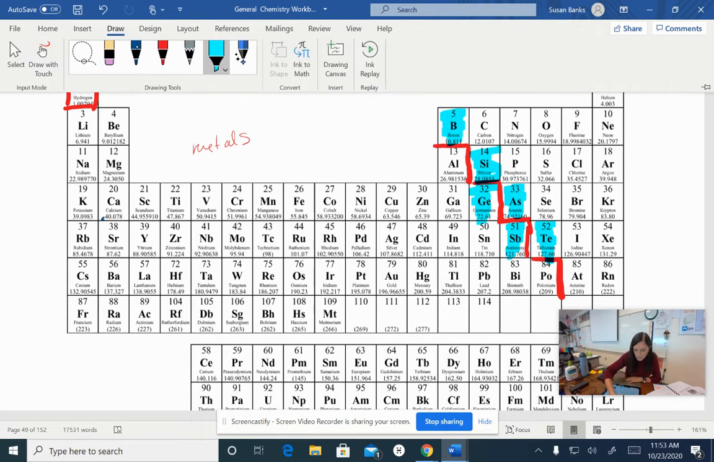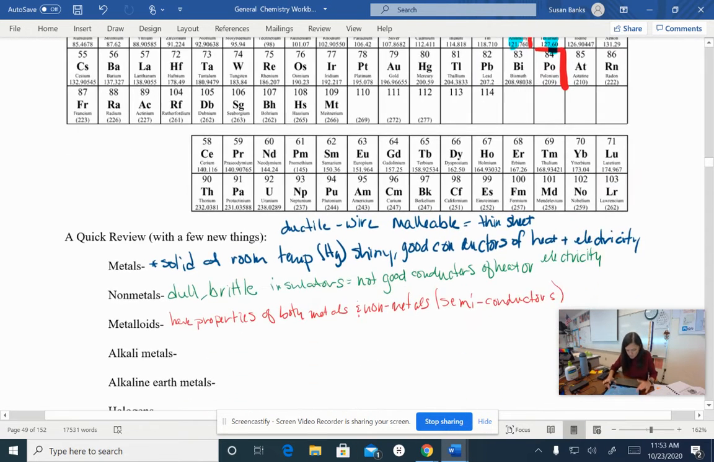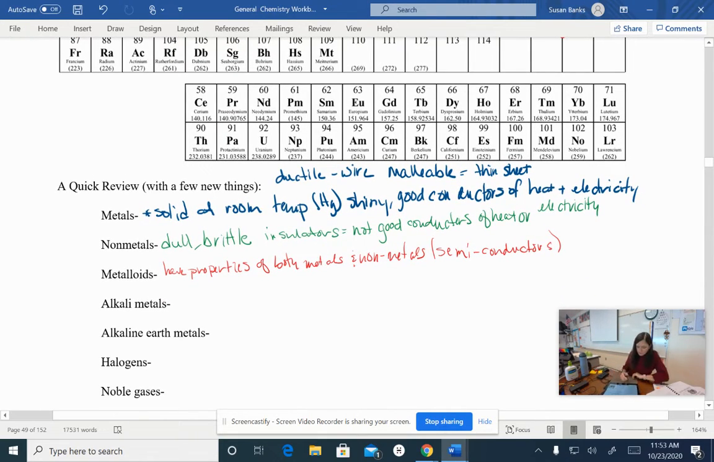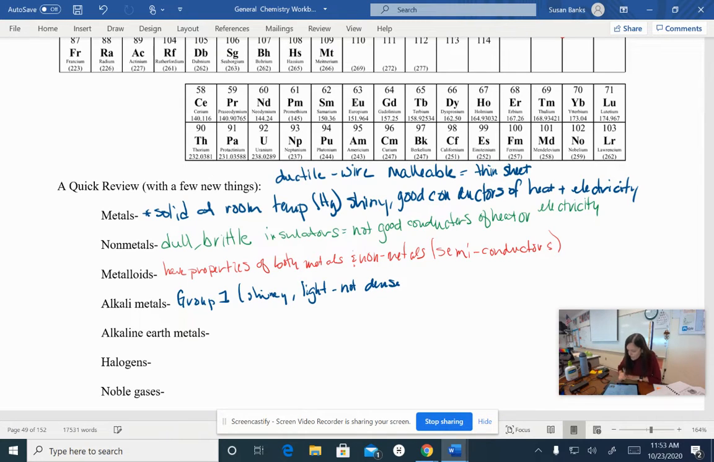Okay, let's go and define some more groups and some more things that we want to talk about. Okay, we have a special group of metals called the alkali metals. And this is group 1. Now, the alkali metals, they're shiny. They're very light in that they are not dense. In fact, some of them, like lithium and sodium, can actually float on water.